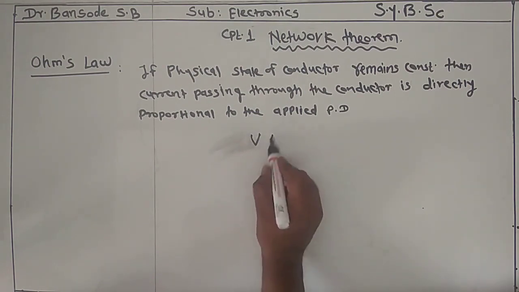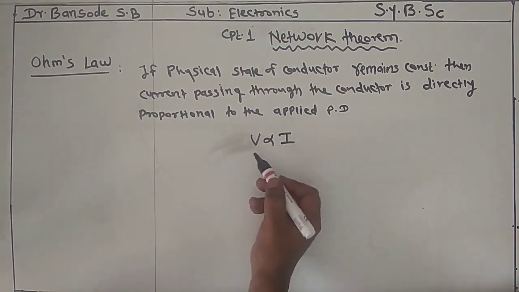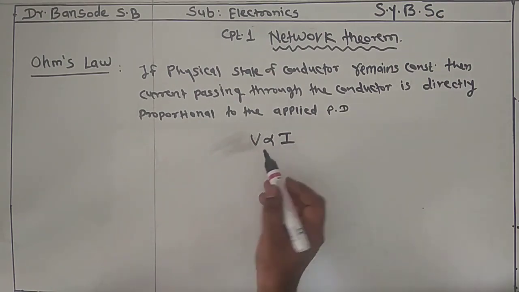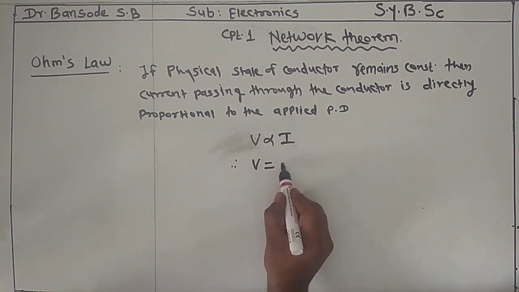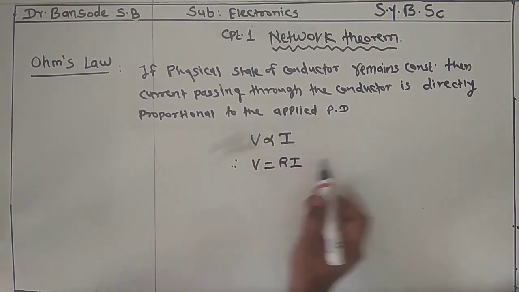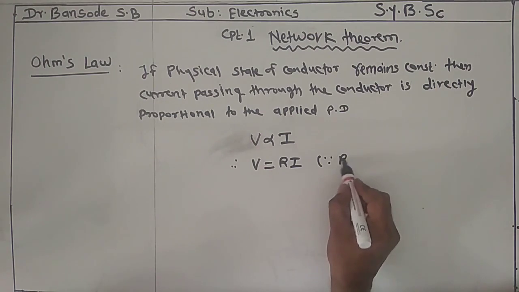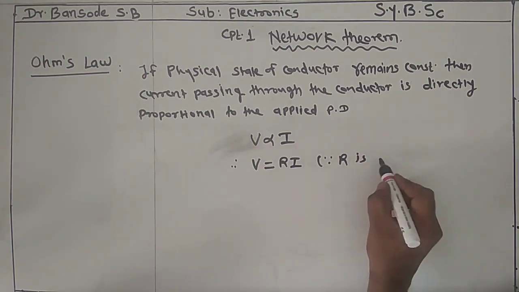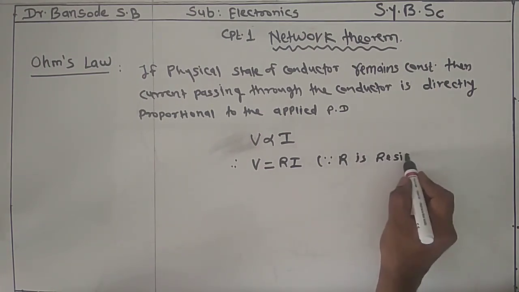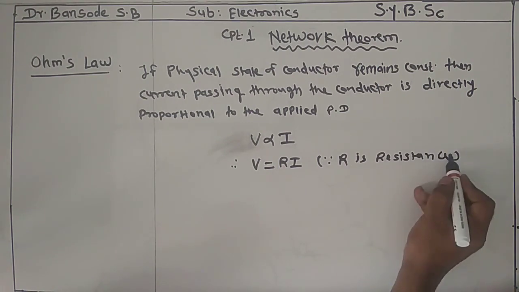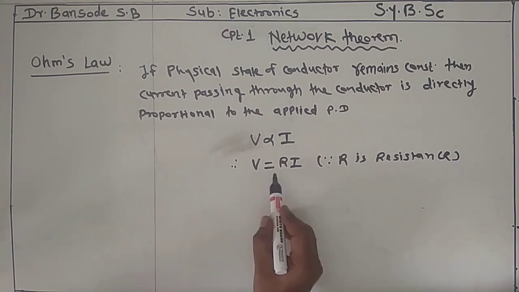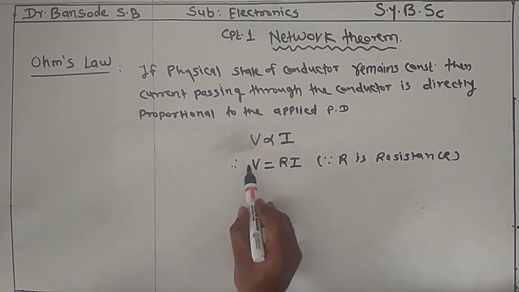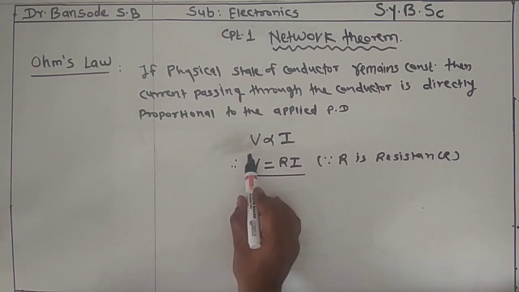Or we can write V is directly proportional to I, where V is the applied potential measured in volt, I is the current. Therefore we can write V is equal to RI, where R is resistance. So this is the relation of Ohm's law.